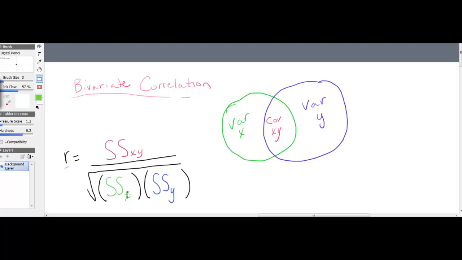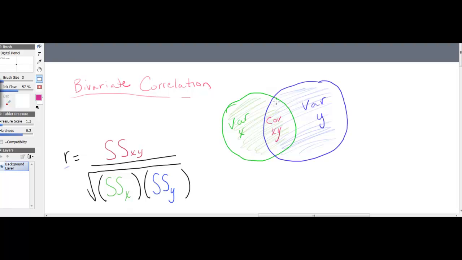In our formula here, sum of squares x times y, that is our overlap area right here. Our denominator, the sum of squares x, is represented by this green circle, of course. So everything within this green circle is going to be the variance of x, right? So how much x changes goes in the denominator, in this green sum of squares x. And then we have variable y and its variance, all of this blue area, including the part that overlaps, so sum of squares y. And then in our numerator, of course, is that area that overlaps.